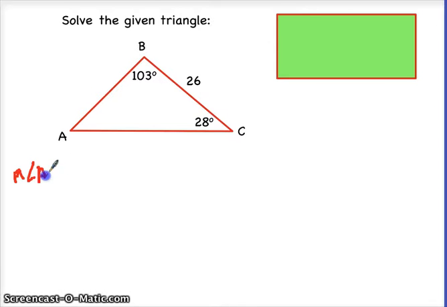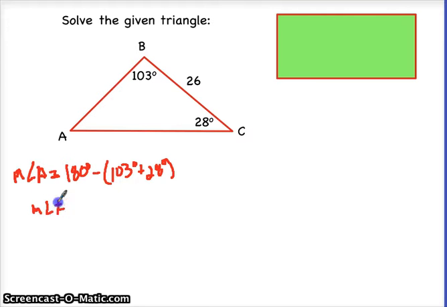And remember that the measure of angle A will be equal to 180 minus the sum of the other two angle measures. So the measure of angle A equals, well, 103 plus 28 is 131, and 180 minus 131 would be a 49-degree angle. So we can place that inside our triangle.